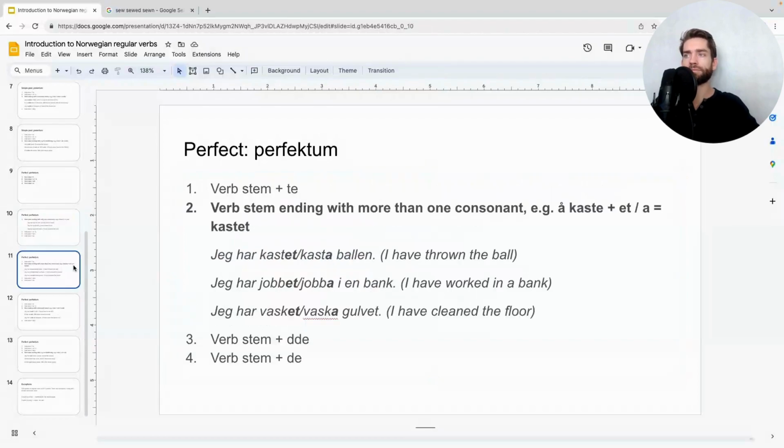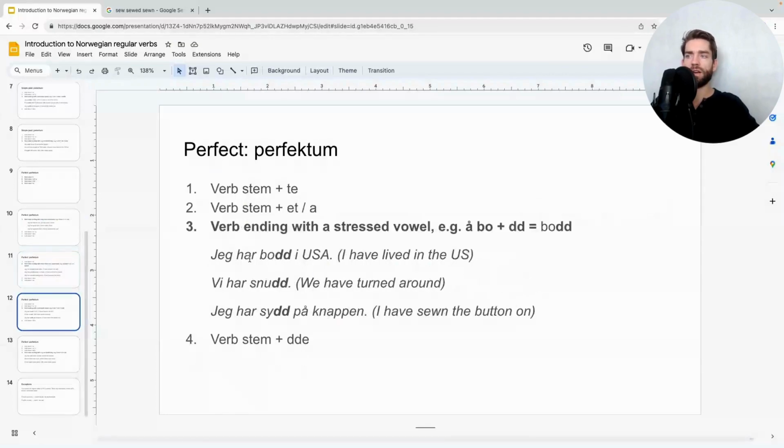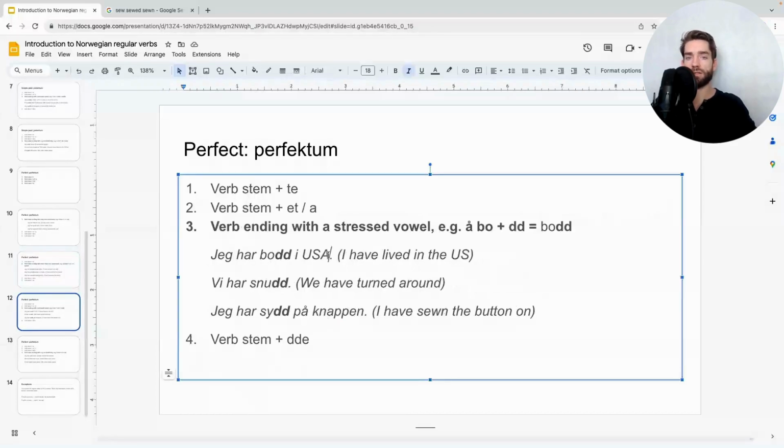Just the T. As I said, this is the same. Jeg har kastet ballen. Jeg har jobbet i en bank. Jeg har vasket gulvet. Number 3. Jeg har bodd i USA. Here we need to remove the time because the time is ended. So I cannot say jeg har bodd i 2012. I cannot say I have lived in 2012 because that period of time is over.